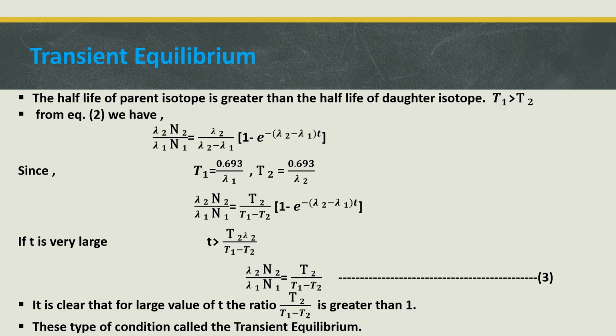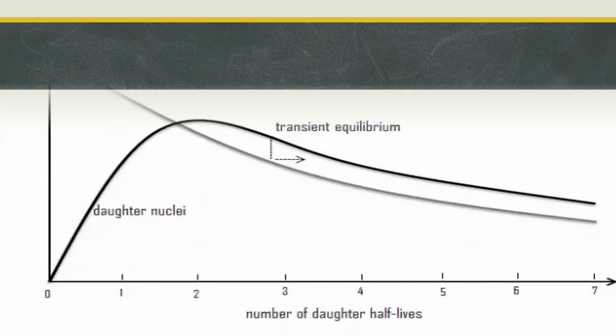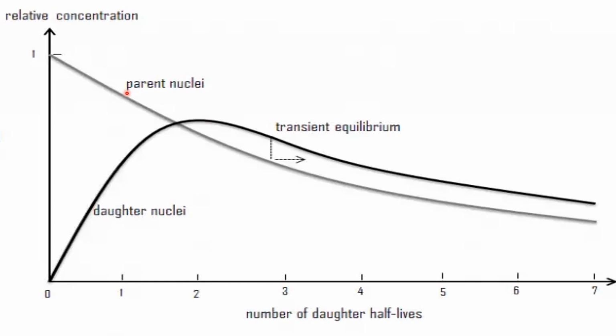So we will see this graph. This line is for the parent nuclei and this is for the daughter nuclei. In this graph, we see the half-life of the parent nuclei is greater than the half-life of the daughter nuclei, but not much greater. So this type of equilibrium is transient equilibrium.